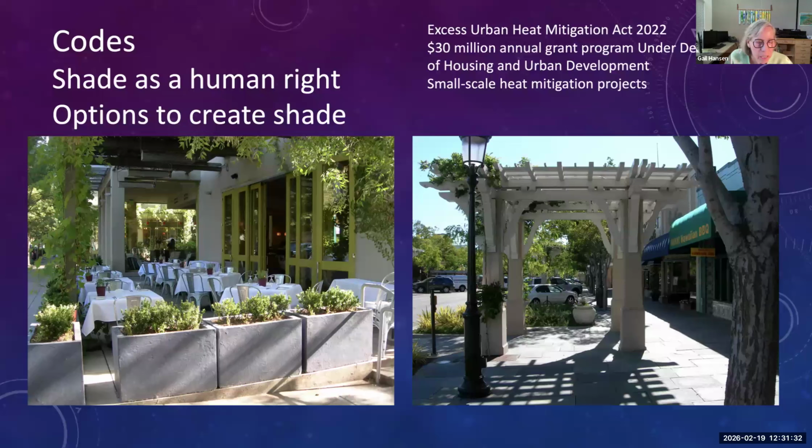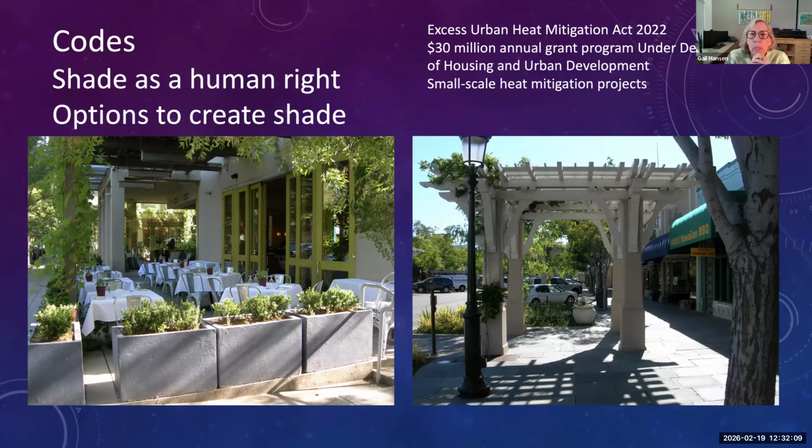So another thing that is really interesting is the idea that shade is a human right. And these codes are looking for different options to create shade, because if you can't put a lot of street trees in, then what are other ways that you can create shade? And this idea of shade being a human right was kind of codified in the Excess Urban Heat Mitigation Act, which was written in 2022.